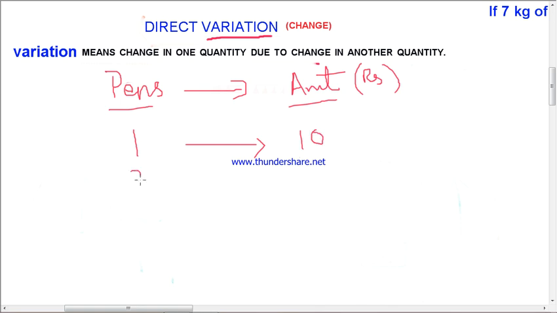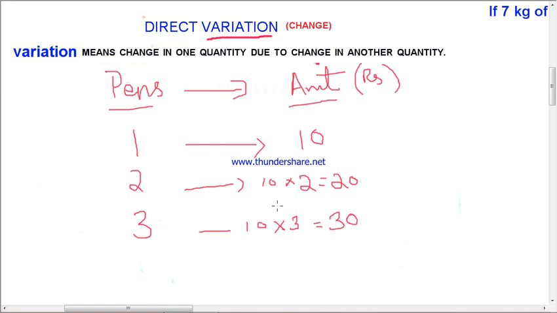Then what would be the cost of 2 pens? Cost of 1 pen multiplied by number of pens, that is rupees 20 in this case. And if I increase again, let's say 3 pens will cost how much? Cost of 1 pen multiplied by number of pens, that is 3 into 10 equals 30.